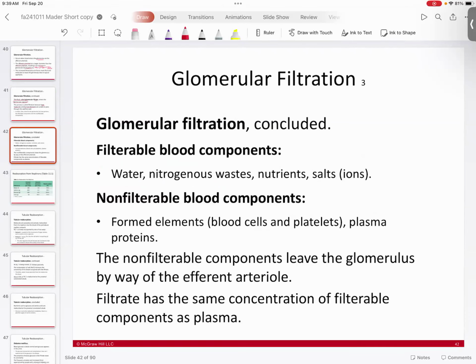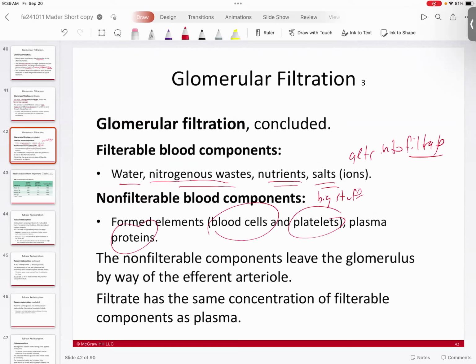Some filterable components that filter through are things like water, nitrogenous waste, nutrients, and salts. So that all gets into the filtrate. Some non-filterable things are the big stuff, so blood cells, for instance, platelets, plasma proteins. None of those are filterable because they're just too big. If they don't filter out, then basically they exit by way of the efferent arteriole. And ultimately the filtrate should be pretty much the same as your blood plasma.